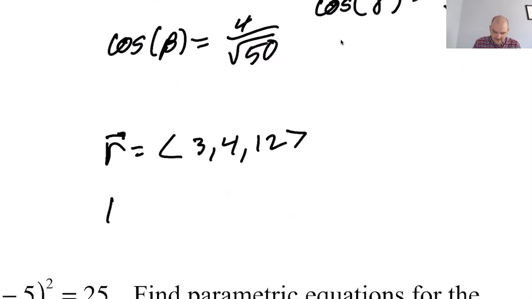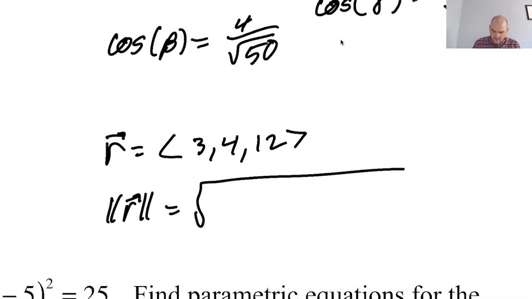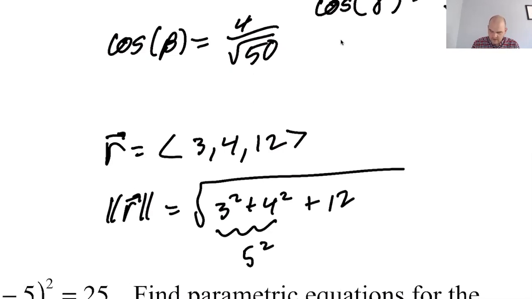And then the magnitude of that is going to be the square root of 3 squared plus 4 squared, which is 5 squared, and then plus 12 squared. But like 5, 12, 13 is a triple. So this is 13.